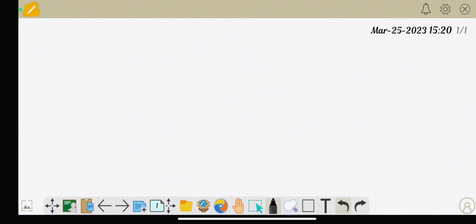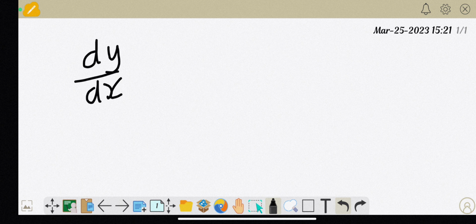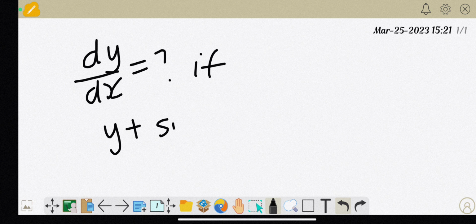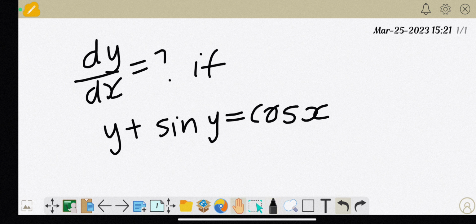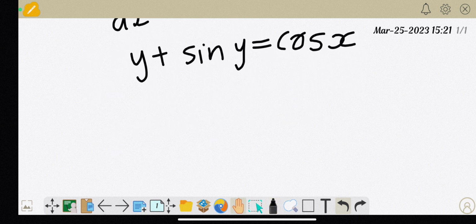So let's take another example. Find dy by dx if y plus sin y is equal to cos x. Okay, so note down the procedure. First thing you have to do is differentiate on both sides.